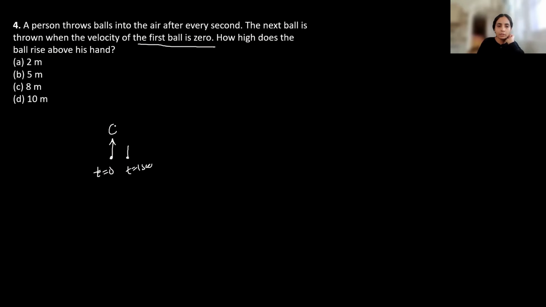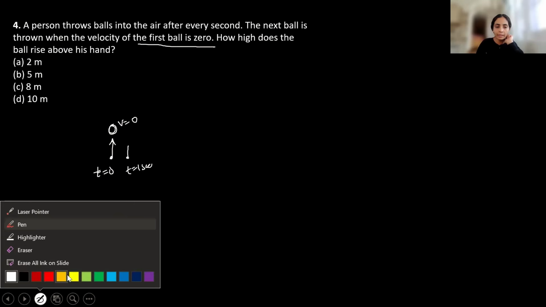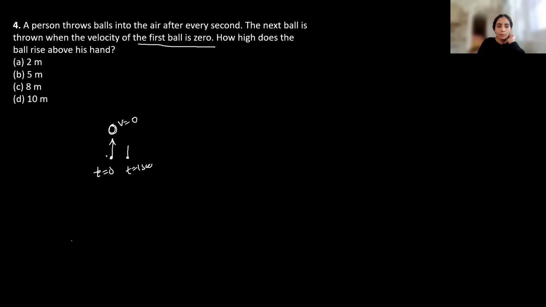So first ball का velocity 0 हो चुका है जब तुम नेक्स्ट बॉल को थ्रो कर रहे हो, और नेक्स्ट बॉल को आप कितने टाइम के बाद थ्रो कर रहे हो? 1 सेकेंड. इसका सिंपल मीनिंग ये है कि जो आपने फर्स्ट बॉल को फेंका है उसको हाईएस्ट पॉइंट तक पहुंचने में कितना टाइम लगा है? 1 सेकेंड. This is damn clear, right? So ये क्लियर है. How high does the ball rise above his hand? सो मैक्सिमम हाइट तक जाने में 1 सेकेंड लगता है, तो आप डिस्टेंस निकाल लो.